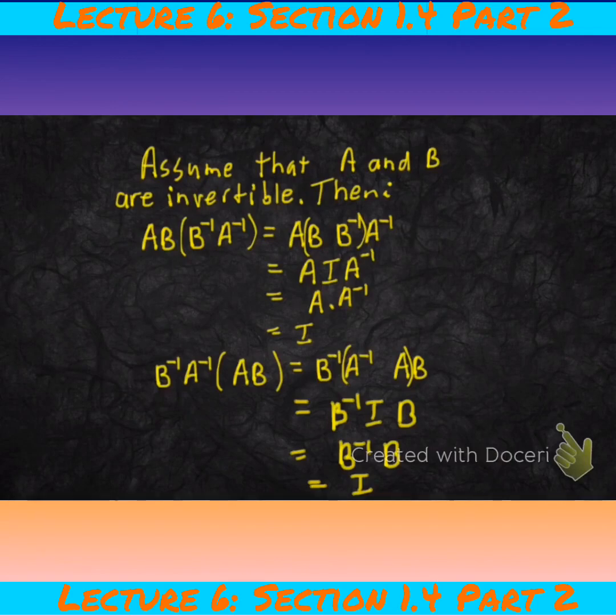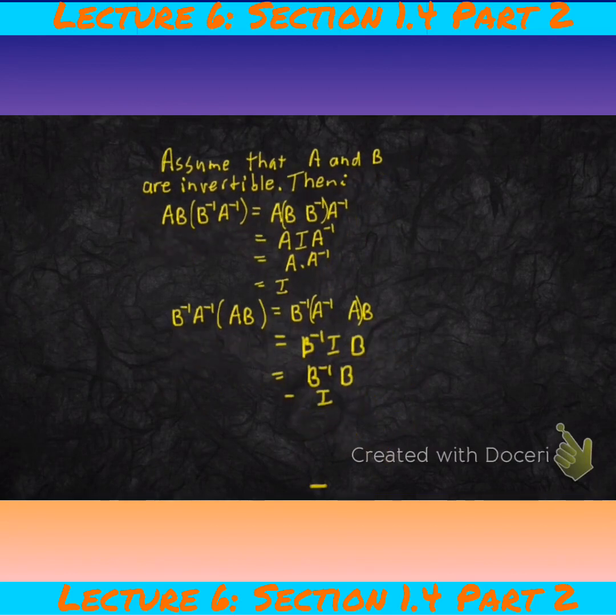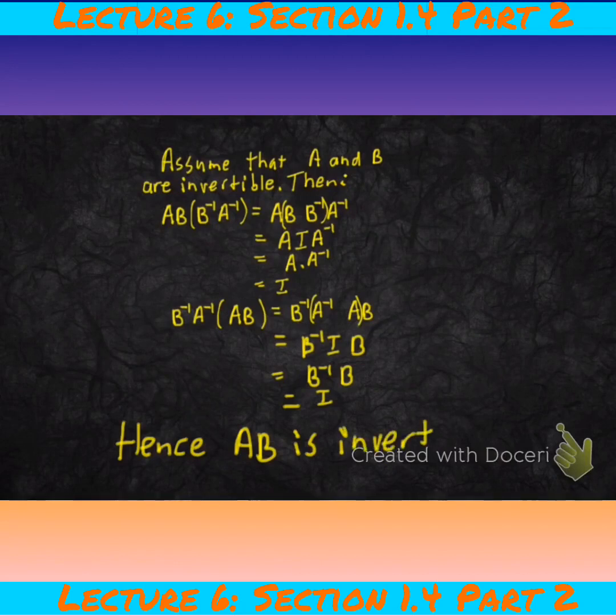Hence, A times B is invertible, and we can calculate its inverse directly, and we can say that (AB)'s inverse is in fact B's inverse A's inverse.